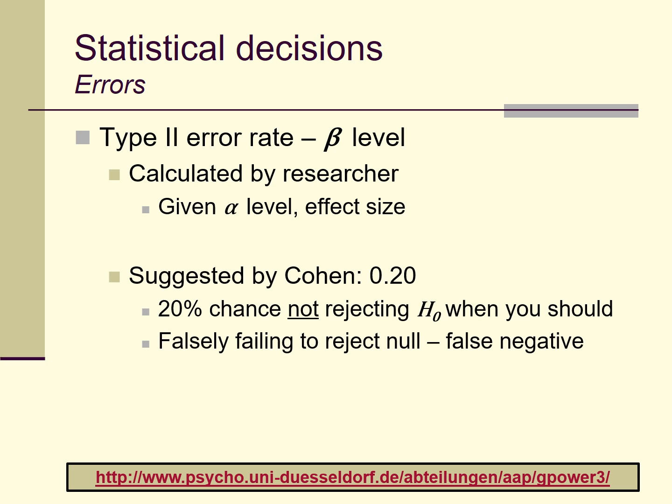Now, Jacob Cohen, the famous statistician, suggested that we have a beta level of no more than about 0.20, so no more than a 20% chance of not rejecting the null hypothesis when we should, or falsely failing to reject the null hypothesis, committing a false negative error.